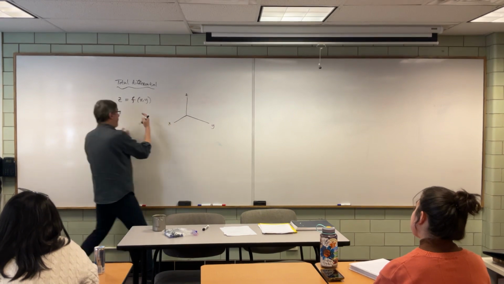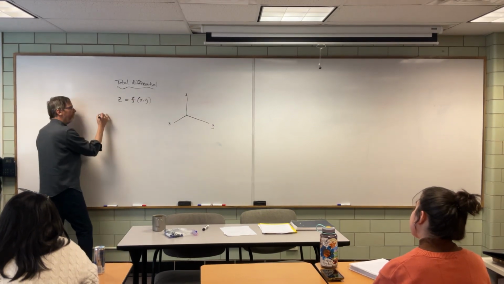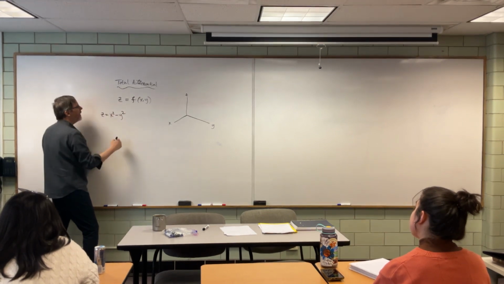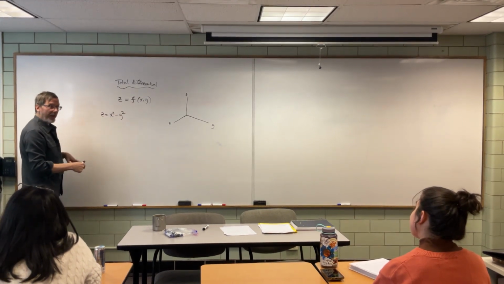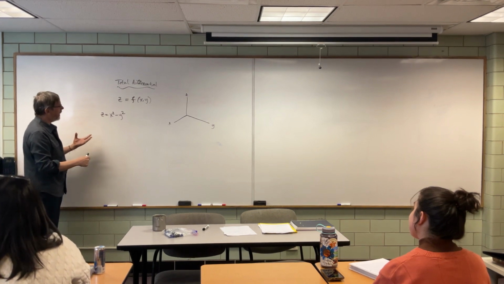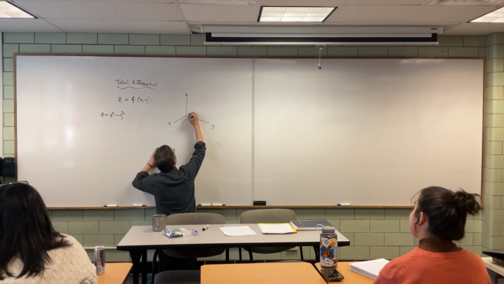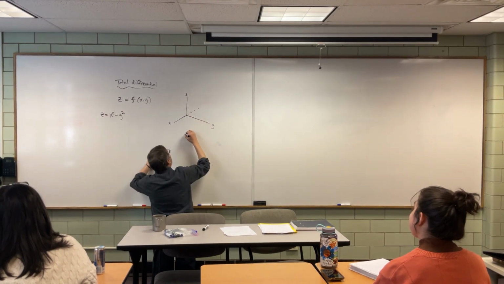So let's look at a specific example. If I had z equals x squared minus y squared, that's a really cool shape. That's actually a hyperbolic paraboloid if you took Calc 3. And maybe they don't even teach that stuff anymore, which would be a shame. But it's something that kind of looks like this.